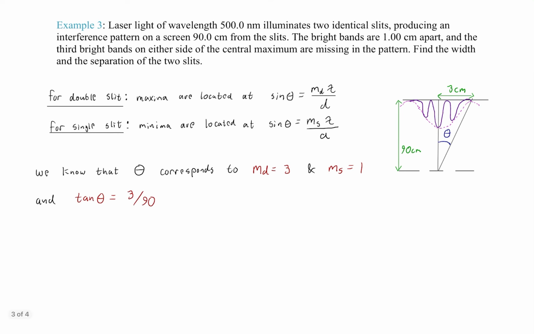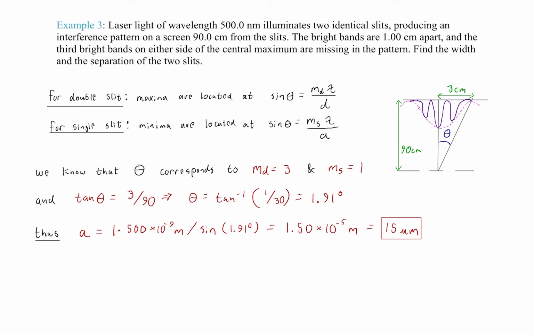So that means that tangent theta is just 3/90, because we know this angle. Let's go ahead and find it. So it's 1.91 degrees. I could use the small angle approximation, but I don't have to, because now that I know this angle, I can just plug in and find a. Check it out. If I find a, then I find out that the width is 15 microns. That's the value of the slit width.